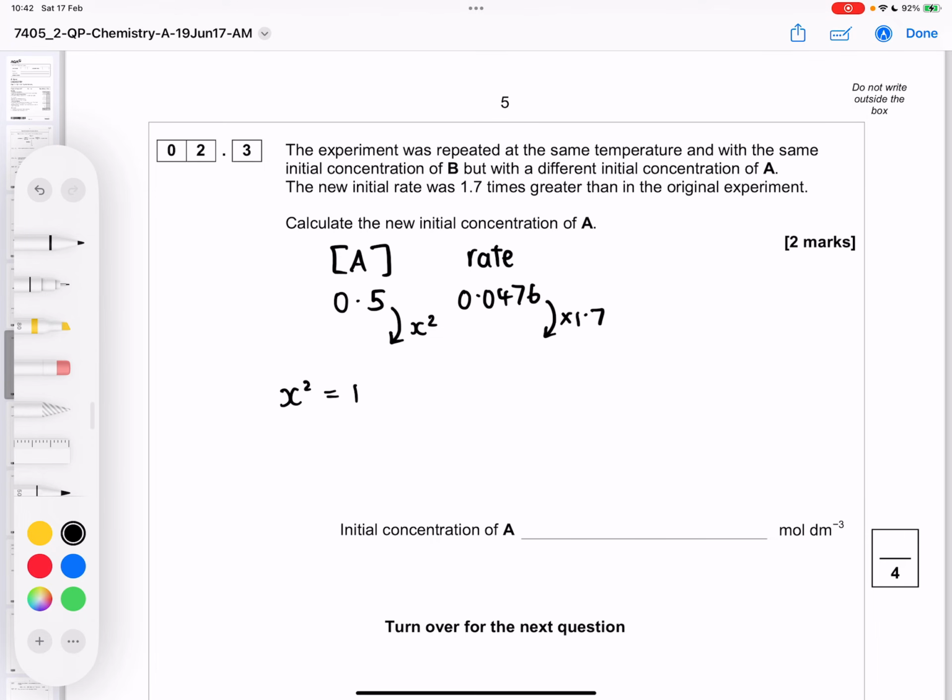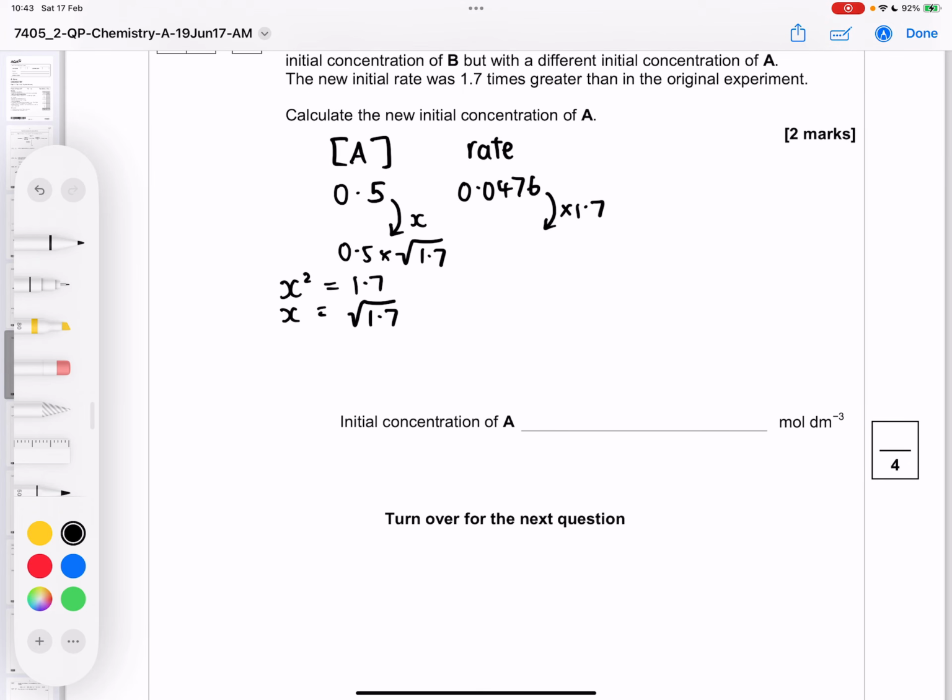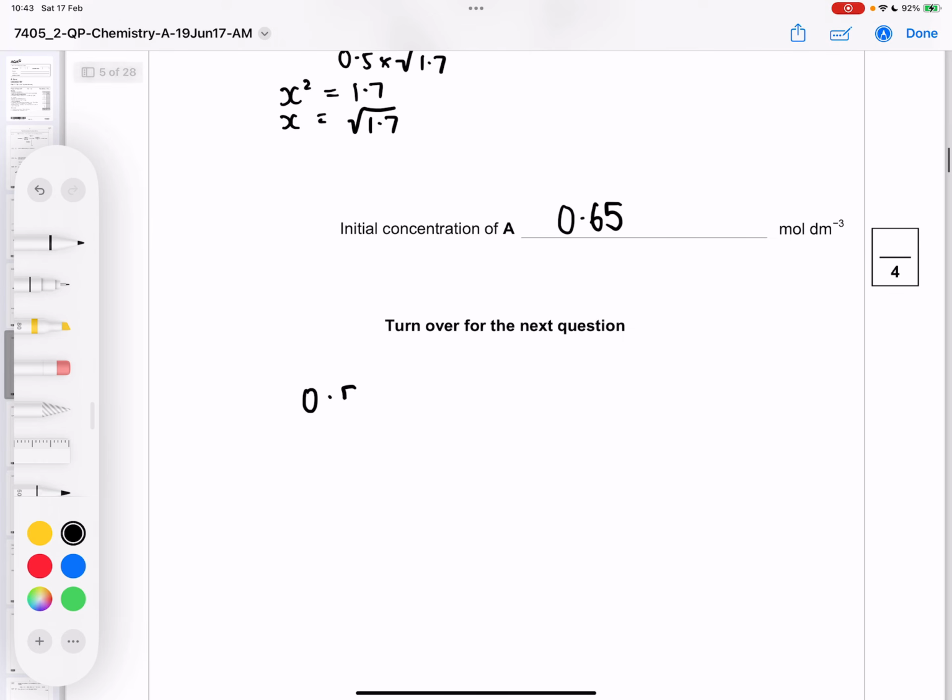So x squared equals 1.7, which means x equals root 1.7. Okay, so we want to times 0.5 by the root of 1.7. And if we type that on our calculator, we get 0.65. So what we're saying is, if we think of it backwards, if the concentration had gone from 0.5 to 0.65, we'd have done that on our calculator, that change.